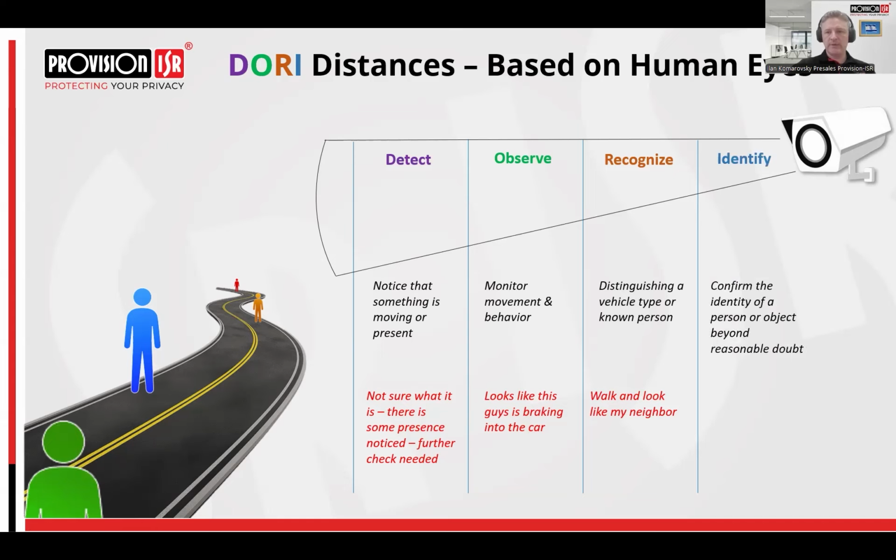And the last one is identify, where we have enough information, surely beyond any reasonable doubt, to understand that this is the face of somebody we know, like our neighbor. Okay, so again, it's a cognitive ability of our human eye and brain to understand what's going on inside the frame. And this is why the whole industry divided into those four different recognition ranges.